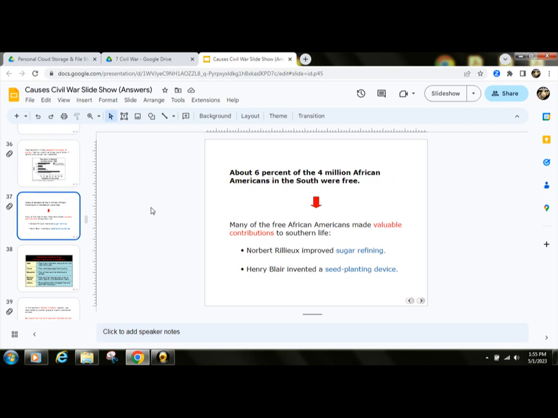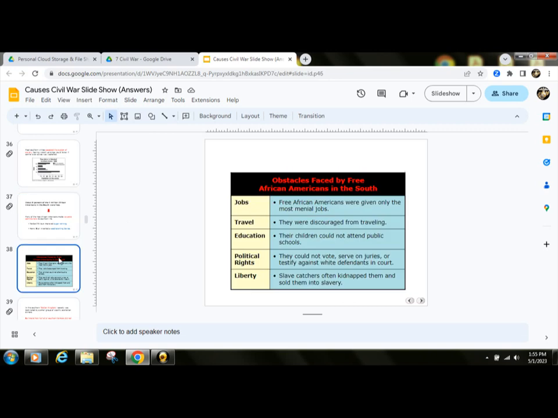About 6% of the 4 million African Americans in the South were free. So that's not much at all. Many of the free African Americans made valuable contributions. You could see that there was sugar refining, seed planting devices, and Norbert Rillieux and Henry Blair invented things that made contributions.